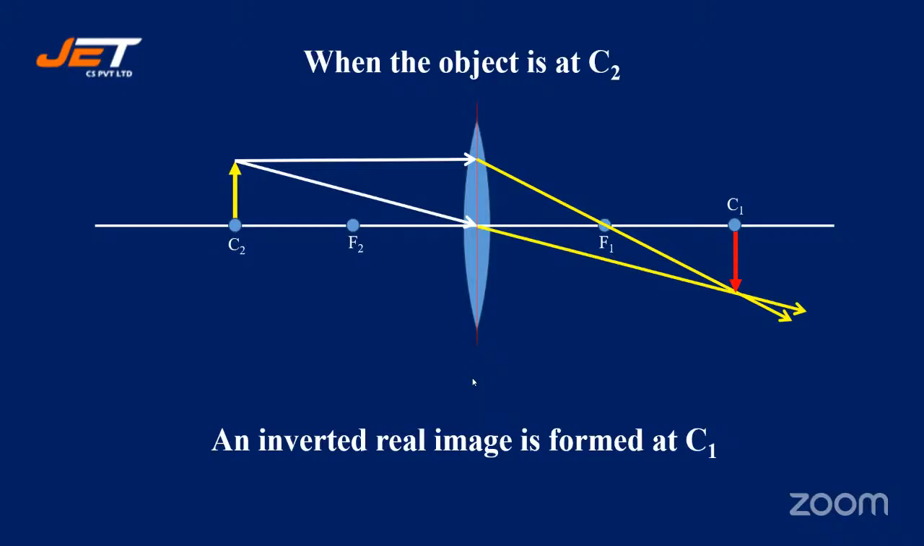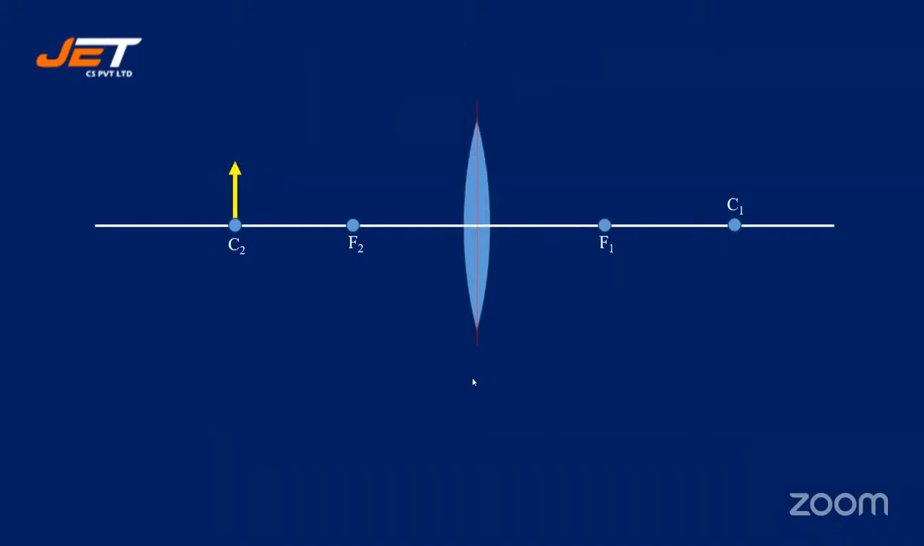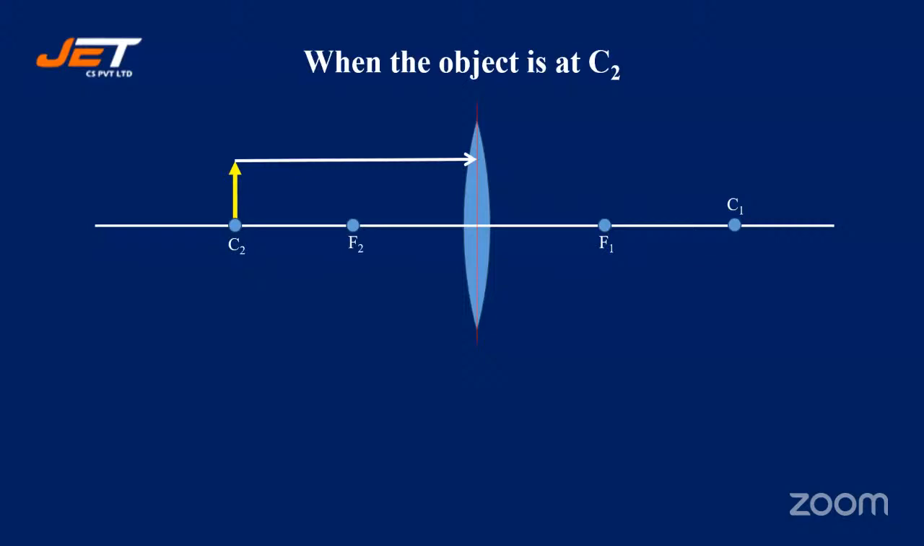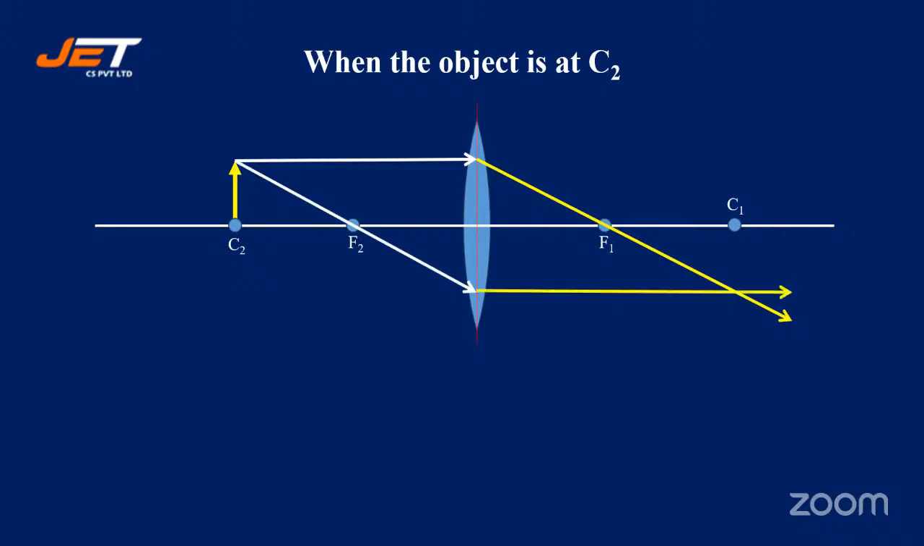All right. Now, when the object is at C2, I could have also used the other two rays. A ray parallel to the principal axis passes through F1. A ray passing through F2 passes parallel to the principal axis. Again, they intersected at C1, this way. So I could have used any two of the rays. Out of the three rays, we know I can use any two rays to trace the image.